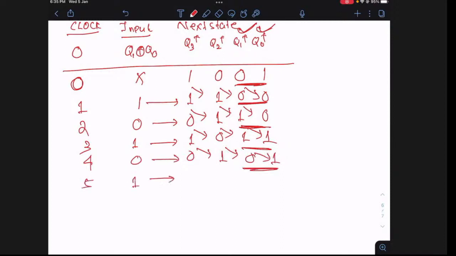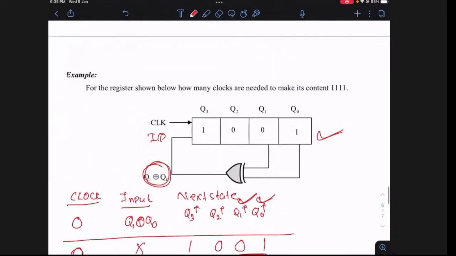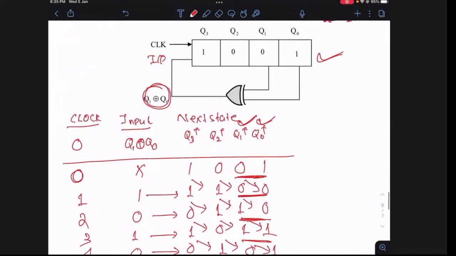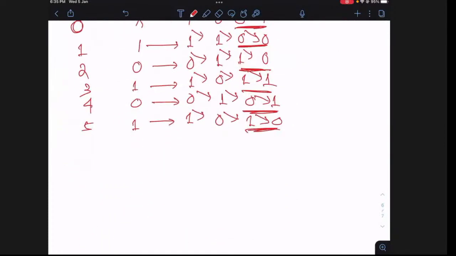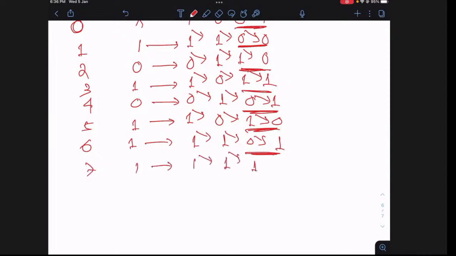You give the fifth clock. You get 1, you get 0, you get 1, you get 0. But I have to continue this until I get all 1, 1, 1, 1. So again, 1 XOR 0 is 1. I'm giving the sixth clock. It is 1, 1, 0, 1. Again, 0 XOR 1 is 1. I'm giving the seventh clock. This is 1, 1, 1, and 0. 1 XOR 0, again 1. Eighth clock. This is 1, 1, 1, and 1.